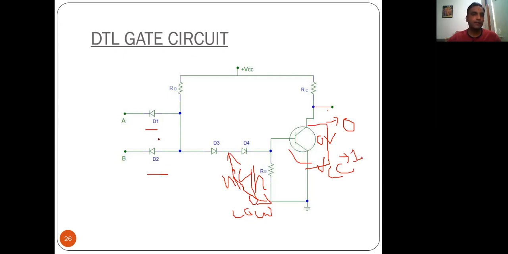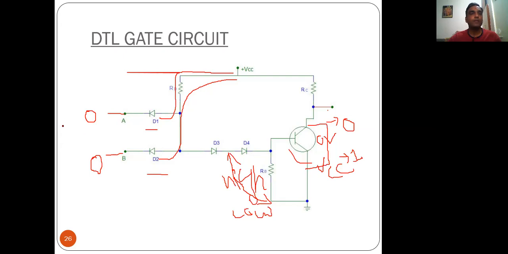If you look at the diodes D1 and D2 over here, you can see the anode of D1 is connected with VCC. In the same way, D2 is also connected with VCC. A is input 1, and B is the other input. D1 will be forward biased whenever I apply 0 volt, that means ground, over here. In the same way, whenever I apply 0 over here, D2 will be on.